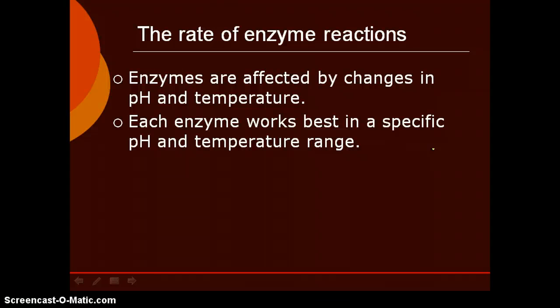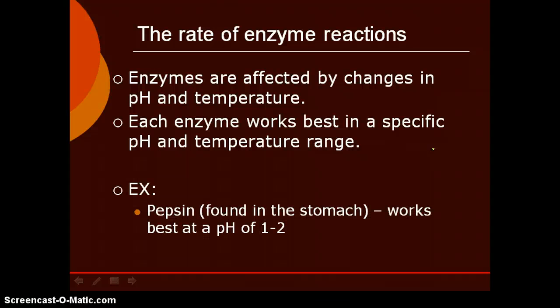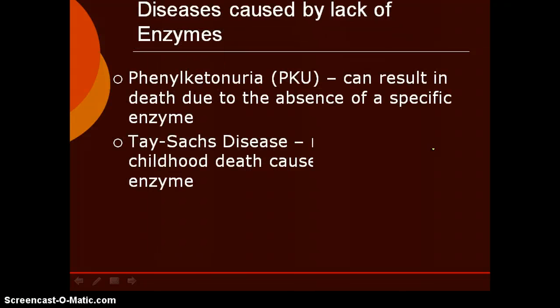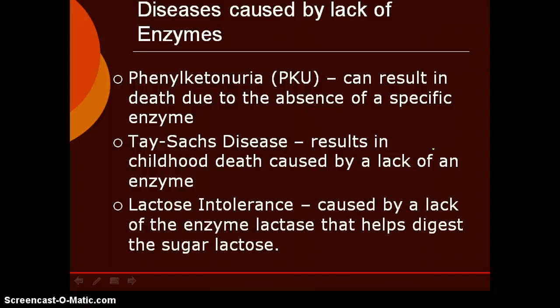Okay, enzymes can be affected by changes in pH and temperature, and as an example, pepsin works best at a pH of 1 to 2. You'll be doing a virtual lab on that later on. To show you how enzymes can affect the human body, there are 3 examples here. The main one that you're probably familiar with is lactose intolerance, which is caused by a lack of the enzyme lactase, which helps digest the sugar lactose found in milk sugar.